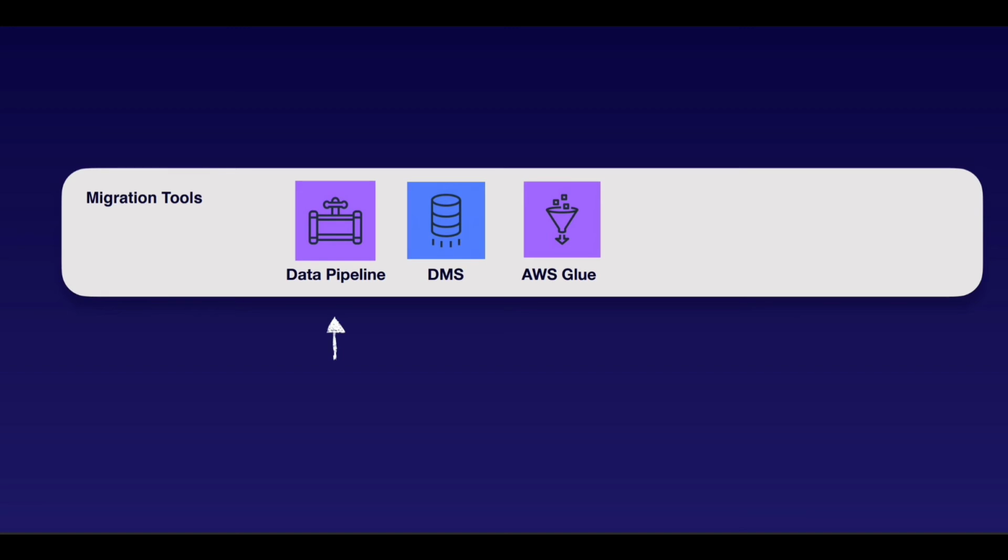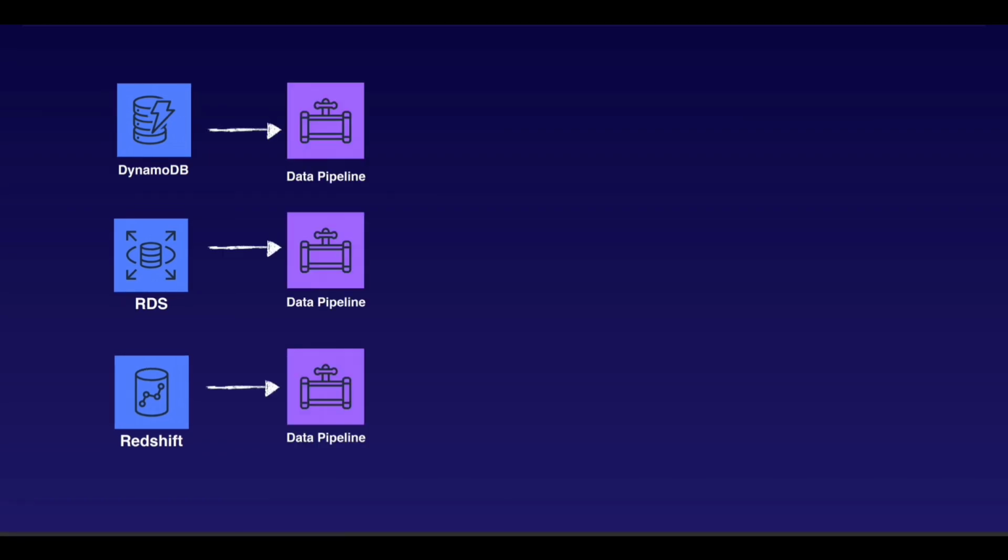So, the first migration tool that I'll discuss is Data Pipeline. Now, Data Pipeline allows you to process and move data between different AWS compute and storage services. And it also allows you to transfer data from on-premise data sources onto AWS. What you can do is set up input from different data sources like DynamoDB, RDS, and Redshift, set up a data pipeline, and then output that data onto S3.